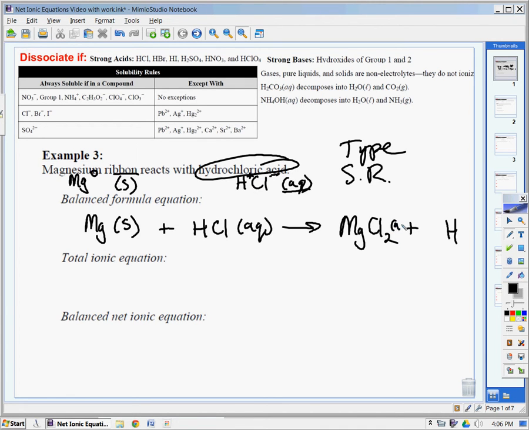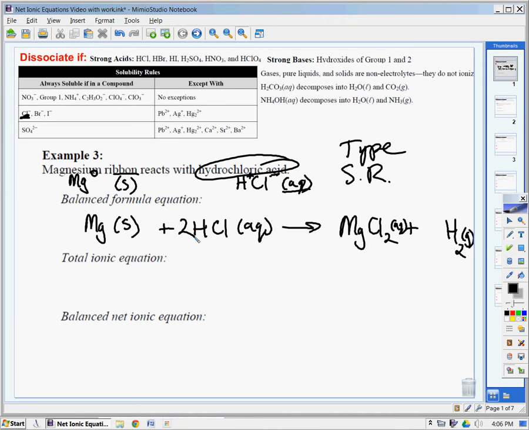It's aqueous according to the rules in the solubility chart up there. If it has chloride, it's probably going to be aqueous, soluble. And then the hydrogen has to be diatomic, H2, a gas, because it's alone. All right, that's the formula equation. We do need to balance it. There's 2 chlorines and 2 hydrogens on the product side, so we should have 2 in front of the HCl on the reactant side, and that balances all the atoms.